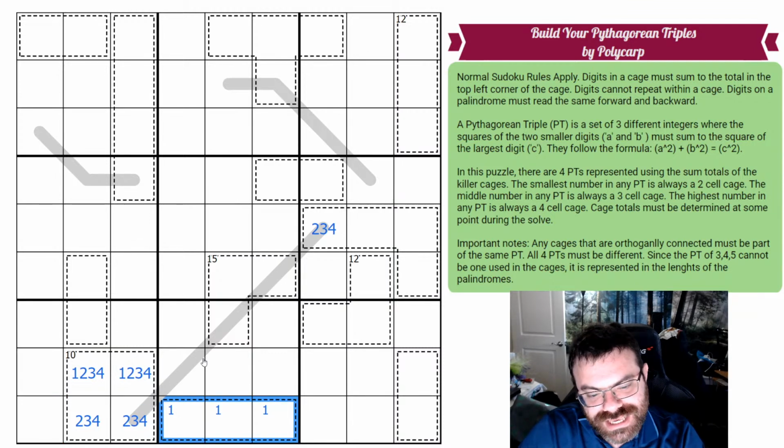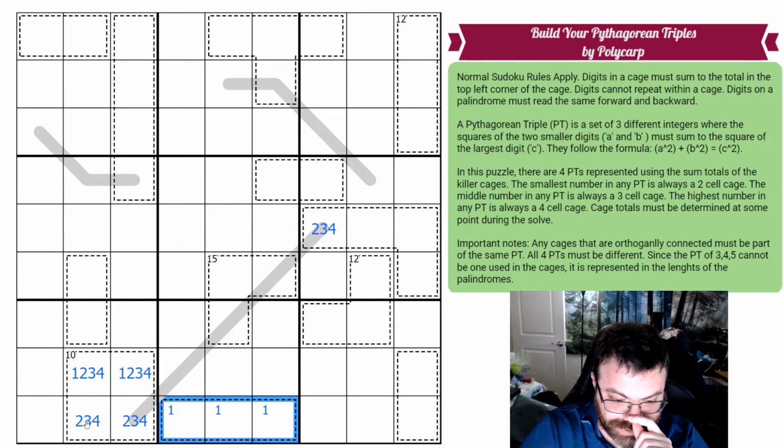Let's see. To add to 8, it could be 1, 2, 5 or 1, 3, 4. Well, I can't do 1, 3, 4 because that would break this. So I think it has to be 1, 2, 5.